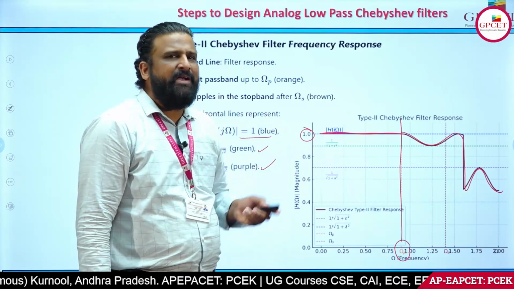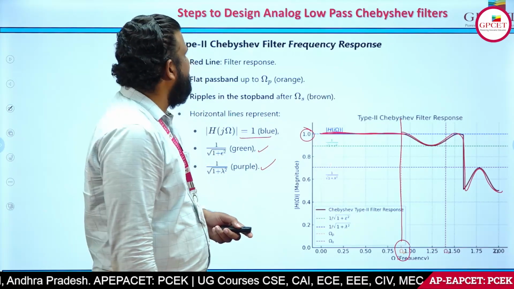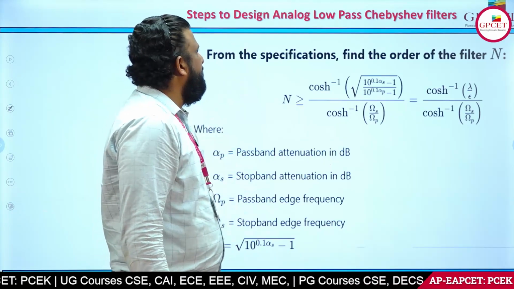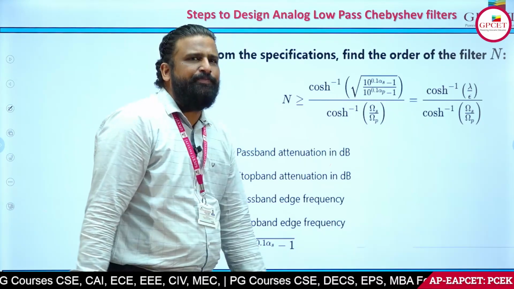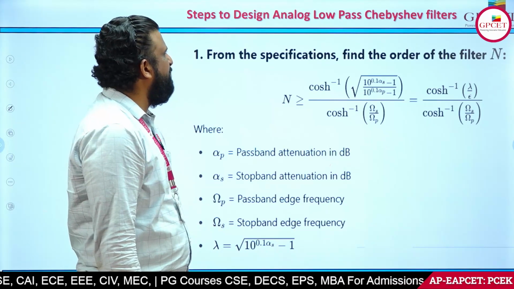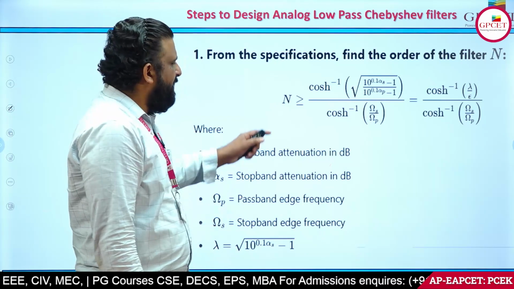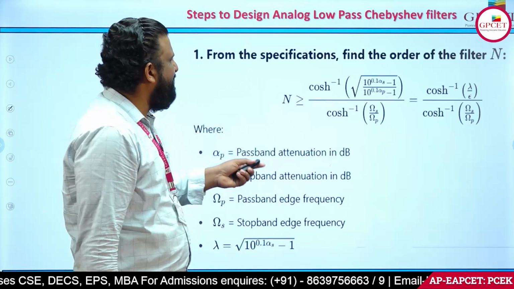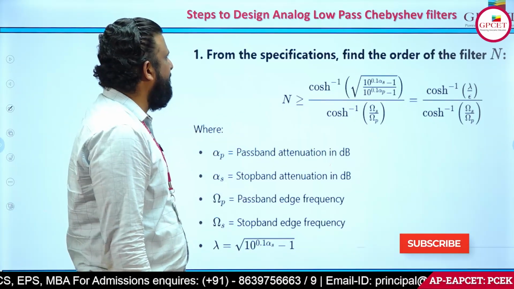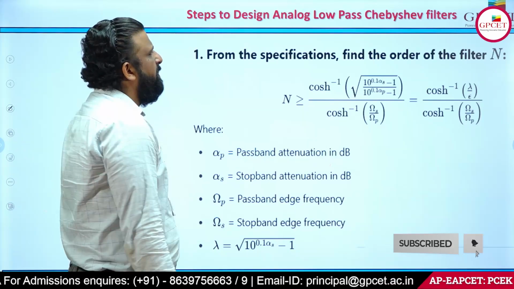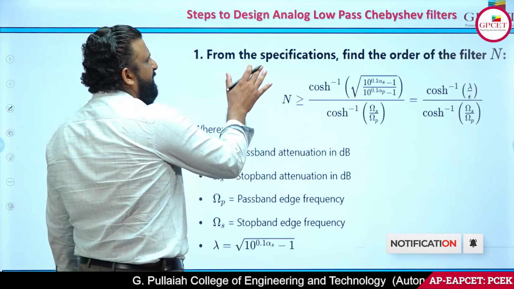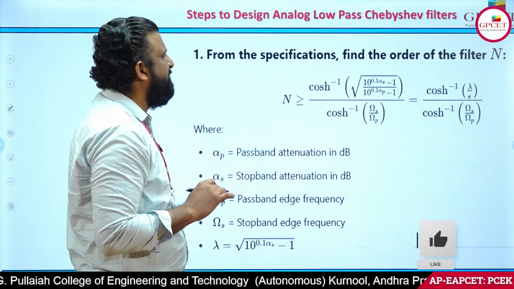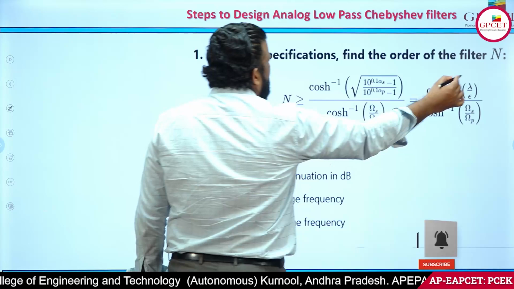So this is the type 2 Chebyshev filter frequency response. Depending upon these characteristics of type 1 and type 2, let me discuss the steps to design the transfer function of the analog low pass Chebyshev filter. It is somewhat similar to the Butterworth filter, but with small differences. In the first step, from the specification given in the problem, we are first going to find the order of the filter.